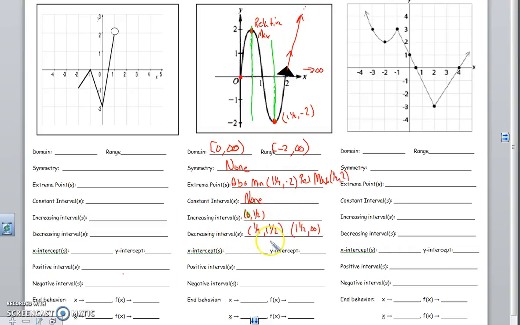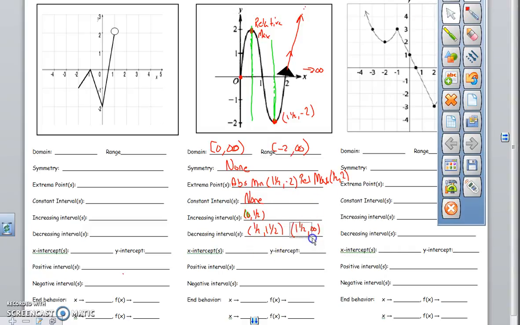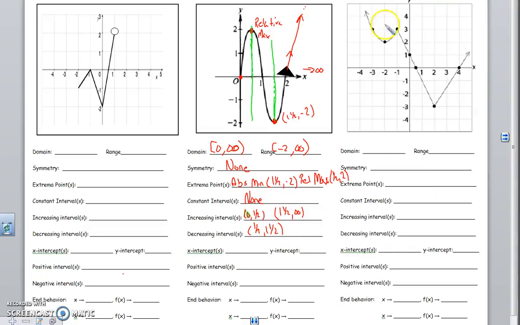Now, let me move that. I wrote that in the wrong spot. Let's see if I can move that up here. There we go. 1.5. And then I'll get rid of this. There we go. Okay, so yeah, 2 increasing, and then that 1 decreasing.